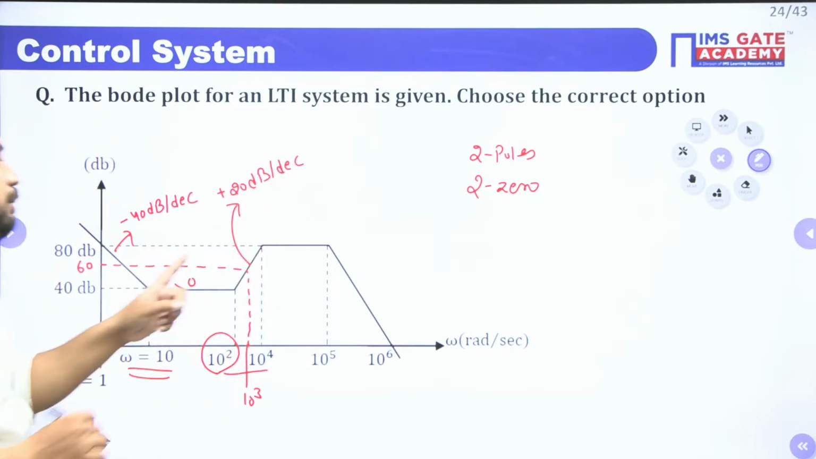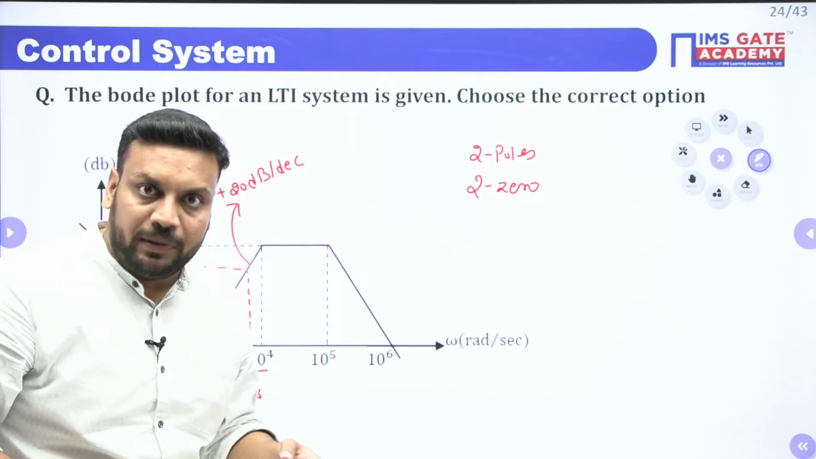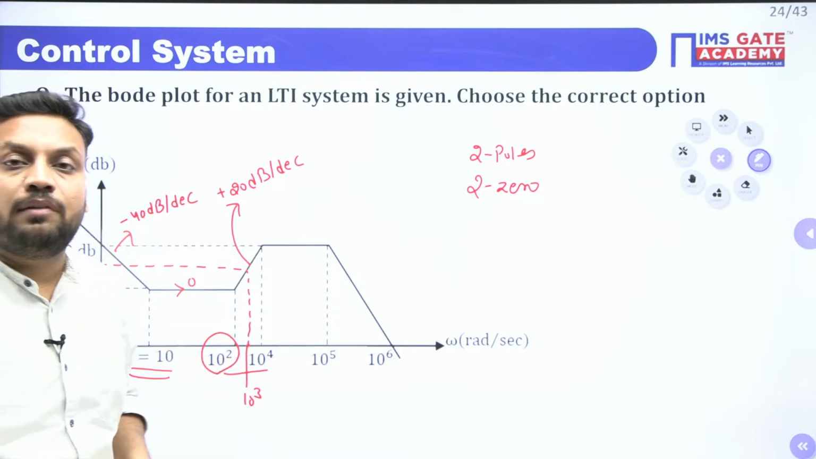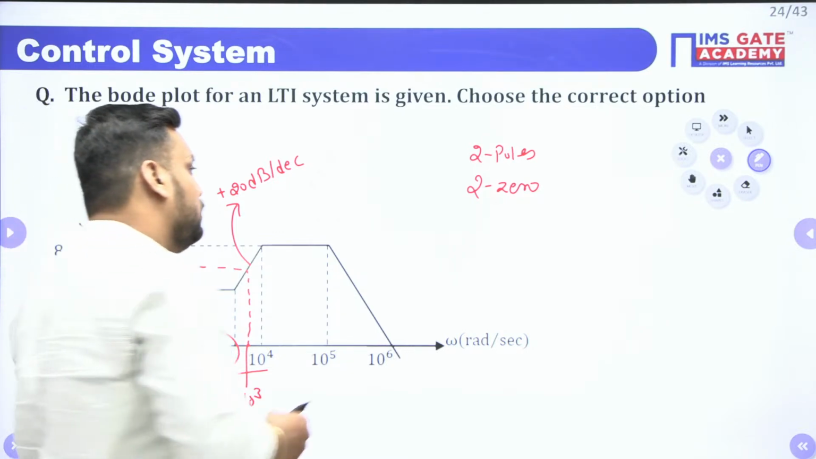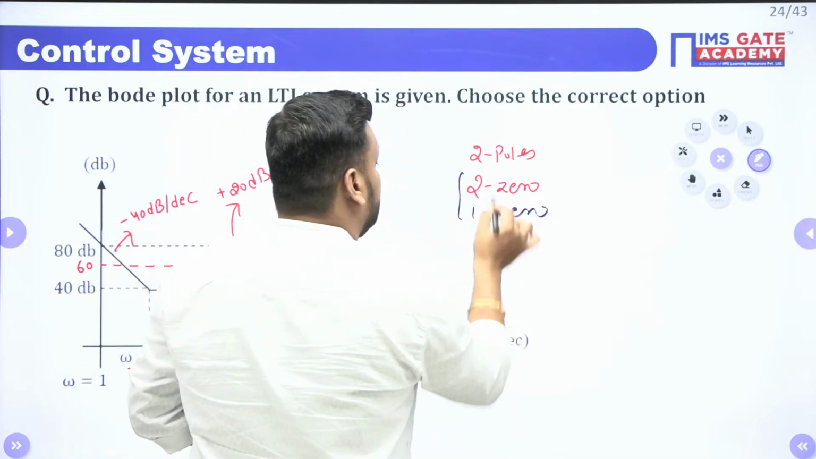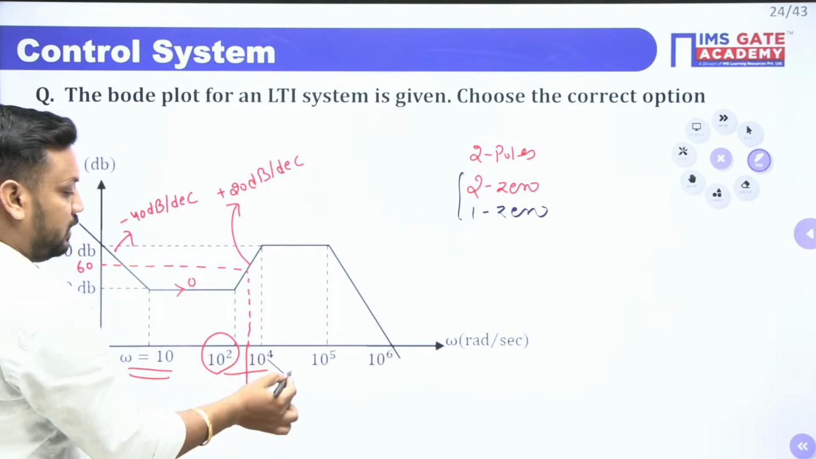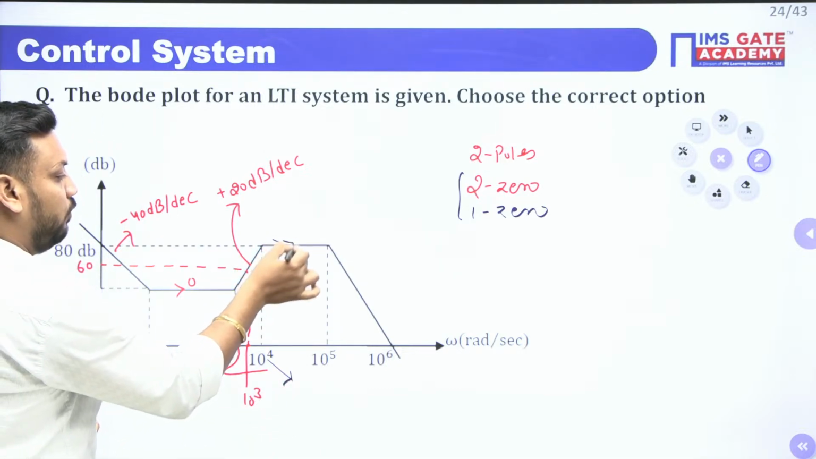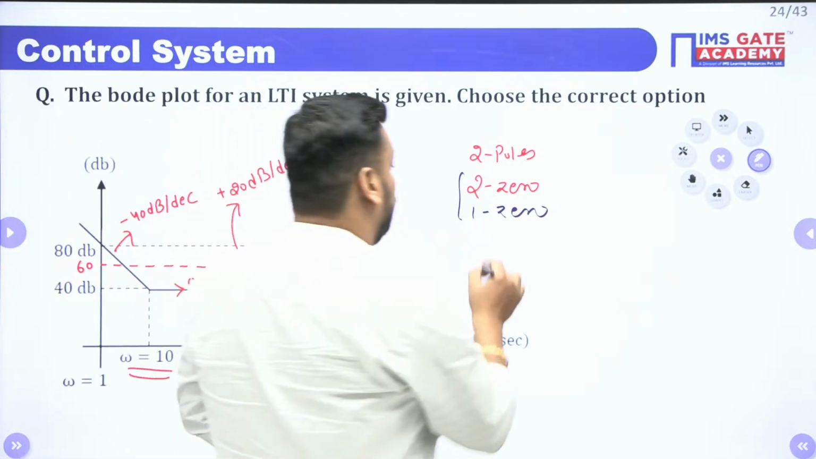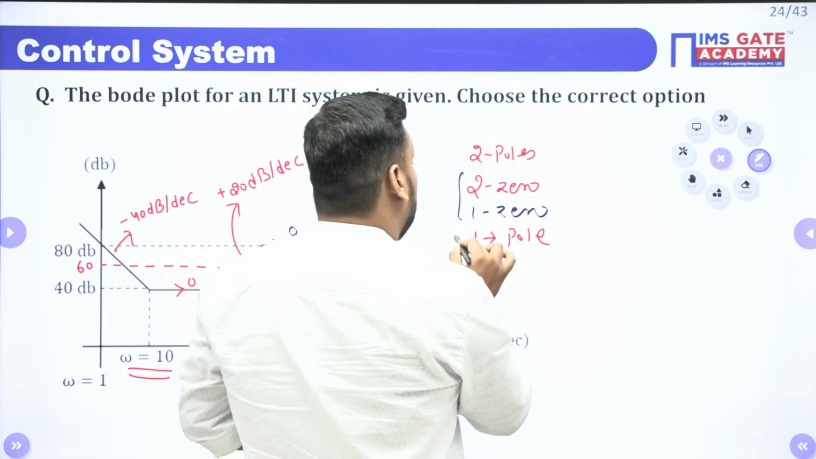And plus 20 dB per decade at 10 square, it means at 100 radian per second corner frequency, it will contribute 1 zero. So we have one more zero here. Total how many? 3 zeros, 2 poles. Now at 10 to the power 4 frequency, this plus 20 slope will become 0. So it means one pole will contribute at 10 to the power 4.